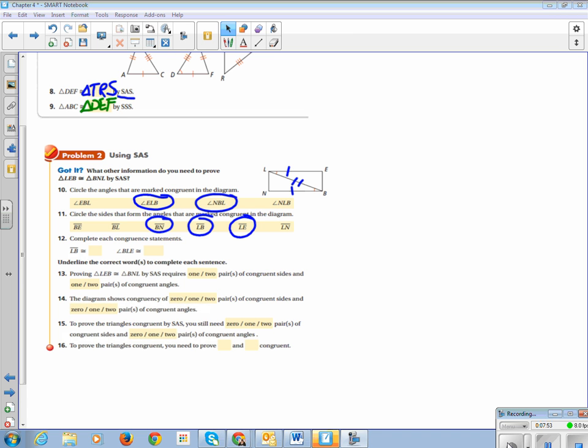So we are going to complete our congruent statements. Side LB is congruent to side LB. It's congruent to itself. That's a reflexive property. And angle BLE is congruent to LBN.